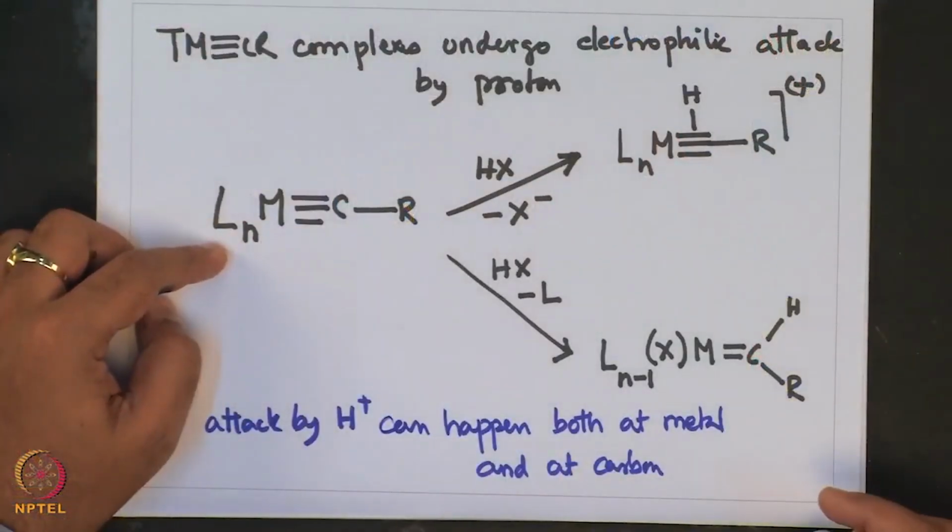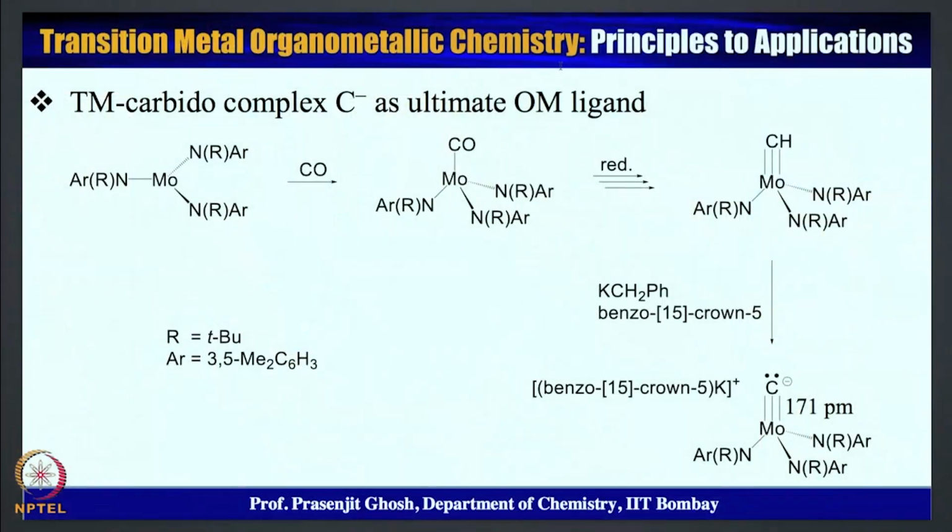that all depends on what kind of ligand is surrounding the metal and what kind of metal is forming this carbyne bond. Depending on these, one or the other mode of attack would be favored. Another interesting example is that of conversion of the carbyne complexes to C minus as the ultimate organometallic ligand.